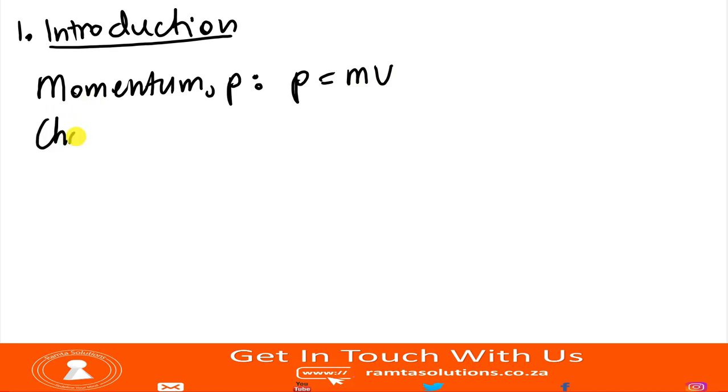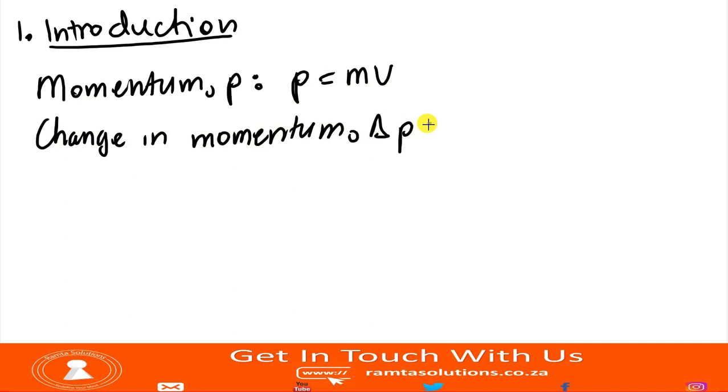Then we also spoke of change in momentum, which we called delta P, and it has the formula delta P equals mass m multiplied by final velocity minus initial velocity. So this v sub f is final velocity, and this v sub i is initial velocity. Okay, perfect.